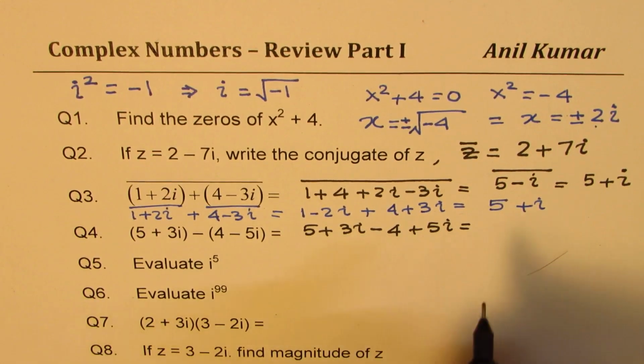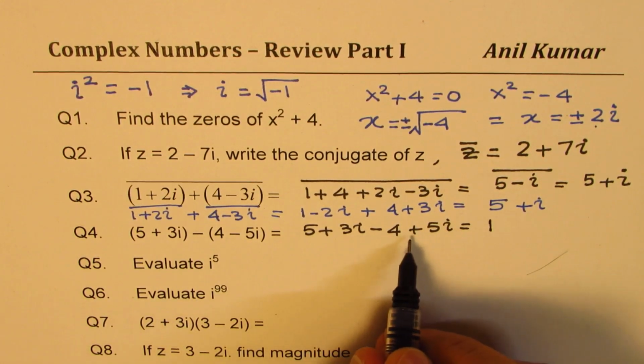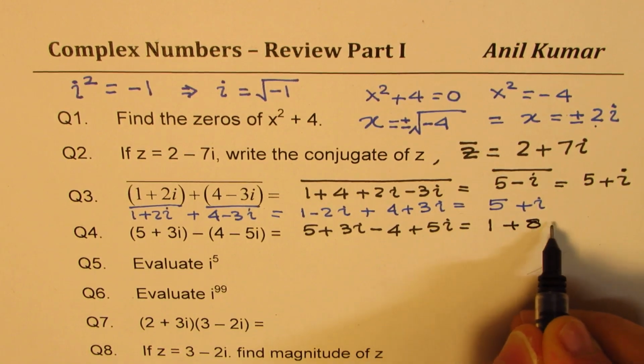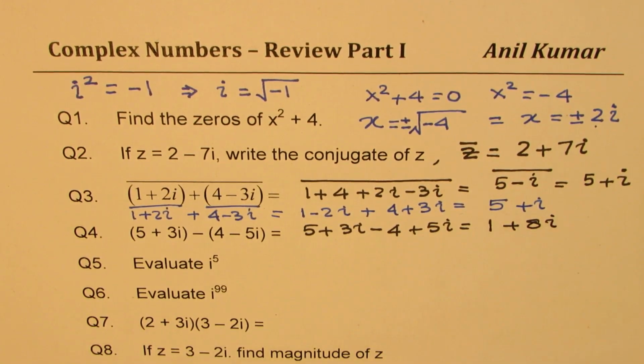And 5 minus 4 is 1. 3i plus 5i is 8i. So 1 plus 8i is our answer. Perfect. So I hope till now there is no difficulty.